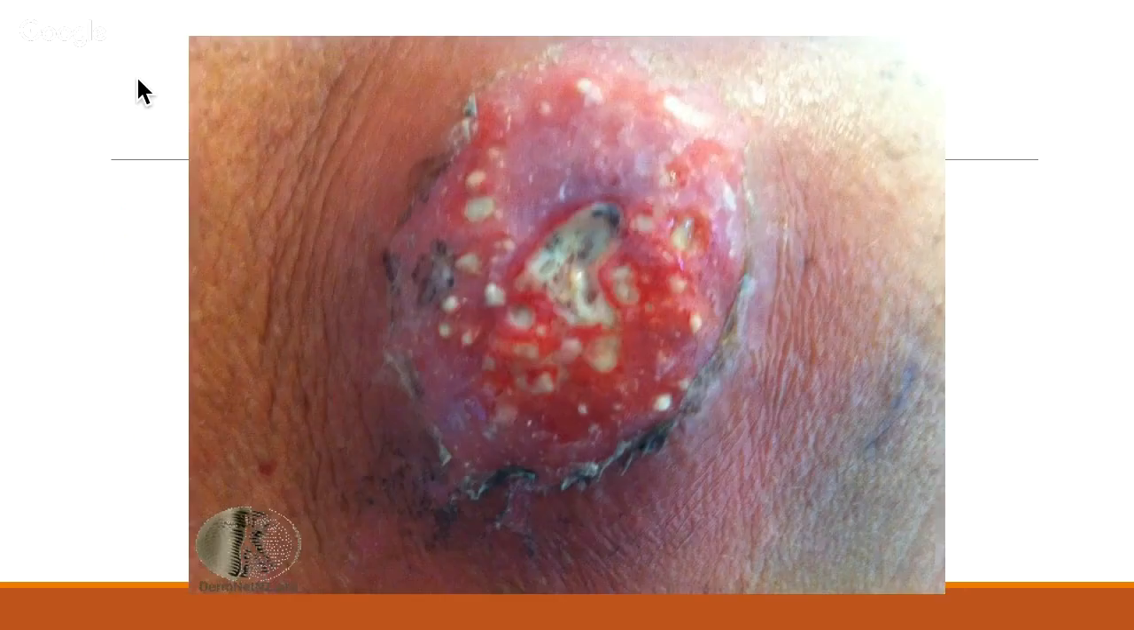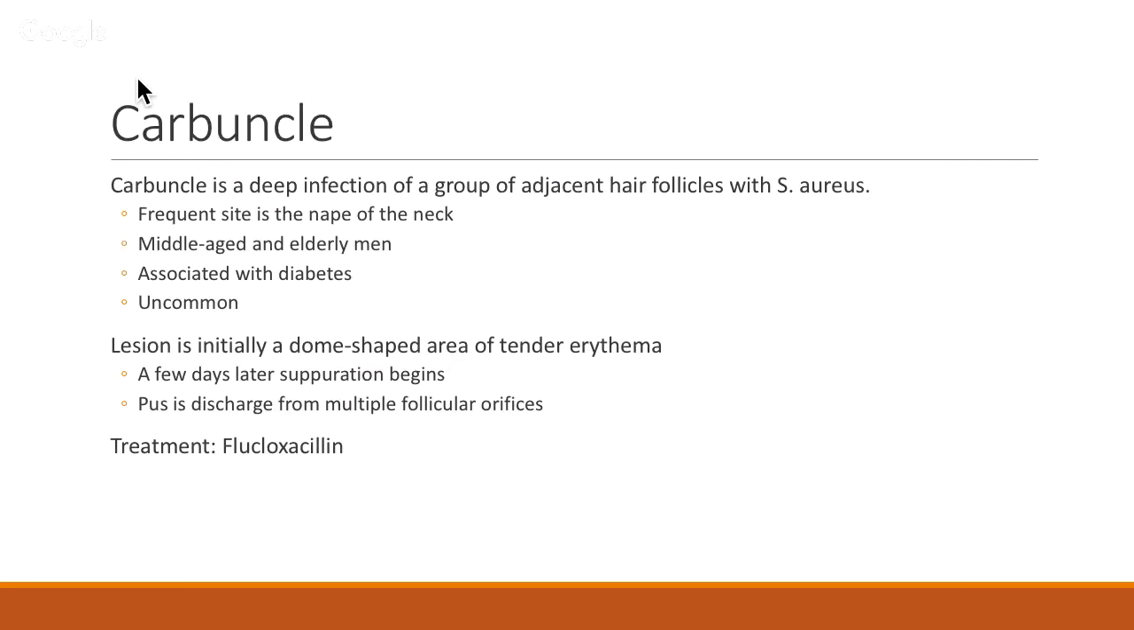So we see multiple areas all coming together, groups of adjacent follicles combining and forming this one large nodule. This is a carbuncle. So again, it's a deep infection, but now you've got adjacent hair follicles all combining into one, commonly on the nape of the neck and in middle to elderly men, associated with diabetes.